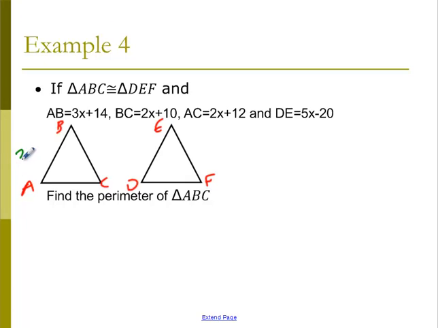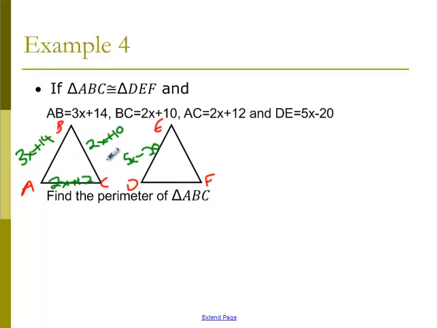We know AB is 3x plus 14. We know BC is 2x plus 10. AC is 2x plus 12. And DE is 5x minus 20. Let me rewrite that. 5x minus 20. So, as we're going through, I need to find x.